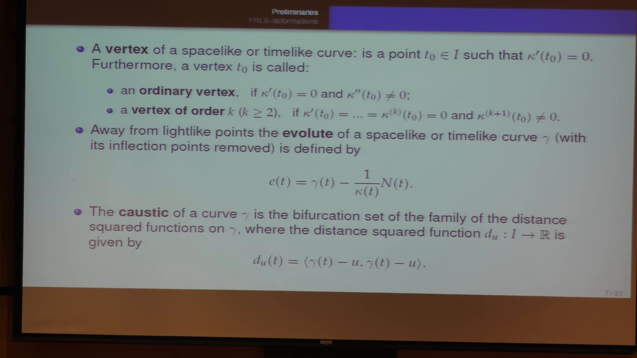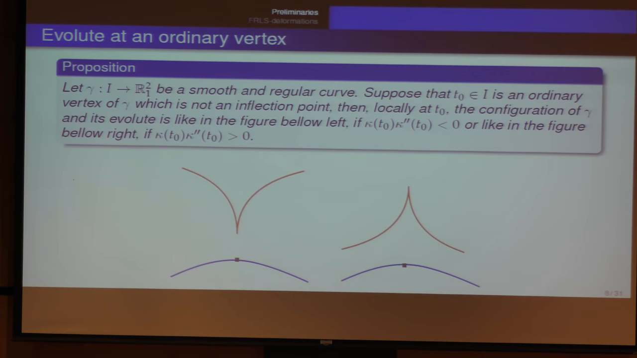Now, we will see some important examples of the behavior of the caustic at the special points. What special points? The first one is an ordinary vertex, then a vertex of order 2, and an ordinary inflection point. Okay, let's go then. The first one, the behavior of the evolute at an ordinary vertex, is given by this figure. Then we have two types of configuration of the evolute. Okay, how can I identify which of these happens? We analyze the sign of the product of the curvature function and the second derivative of the curvature function at the vertex. Okay, if the sign is positive, the behavior is like this. If the sign is negative, the behavior is like this.